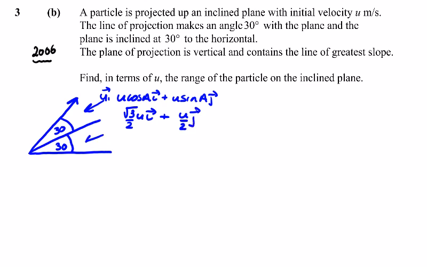And my acceleration, as you all know, comes from in here. So my acceleration is minus g sine 30, minus g over 2, and minus g cos 30, minus g times root 3 over 2.